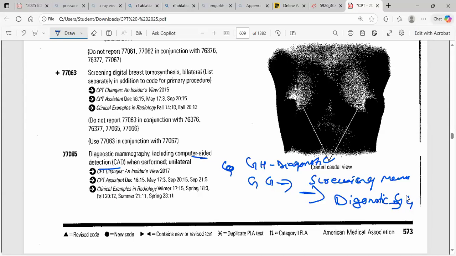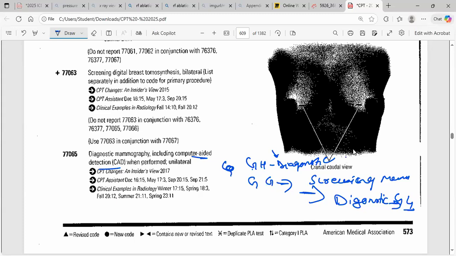So then we are going to bill the diagnostic modifier GG. If the patient came for screening and at the same session he is not doing any other diagnostic mammogram, and under the same mammogram he converts it into the diagnostic, then we are going to bill the GS. That means this is a completely diagnostic procedure.